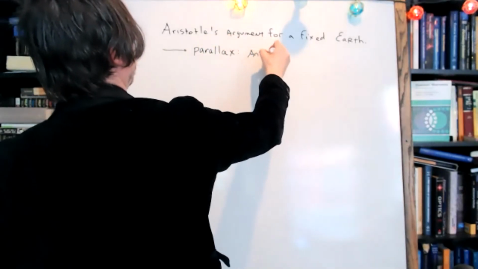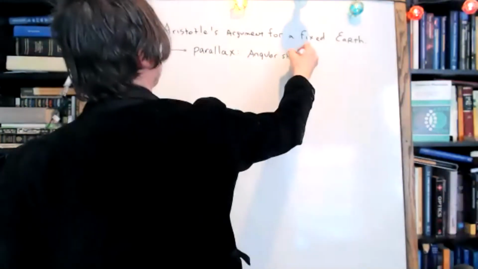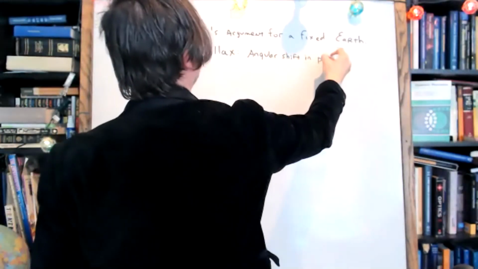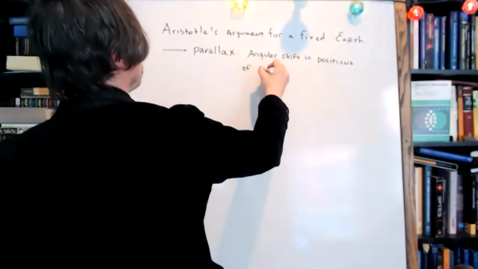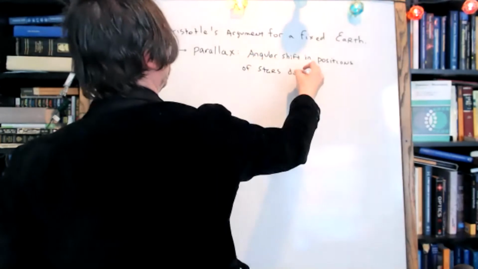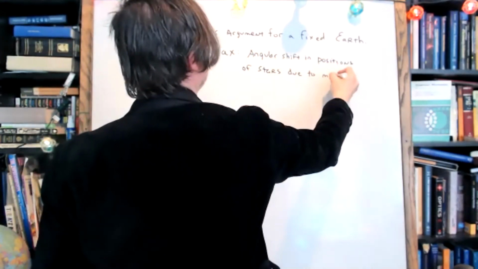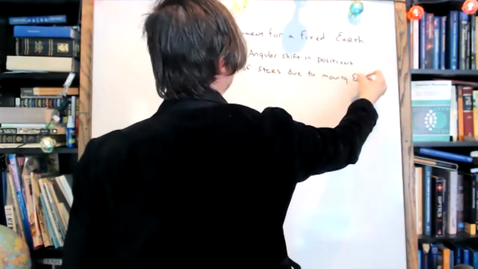Parallax is an angular shift in the positions of stars due to a moving Earth.